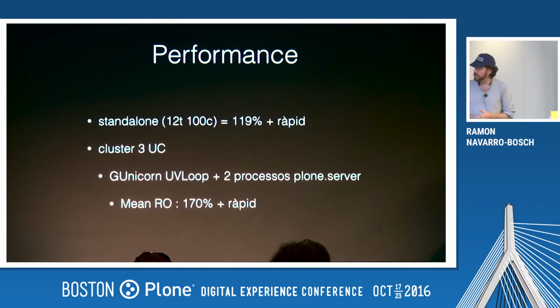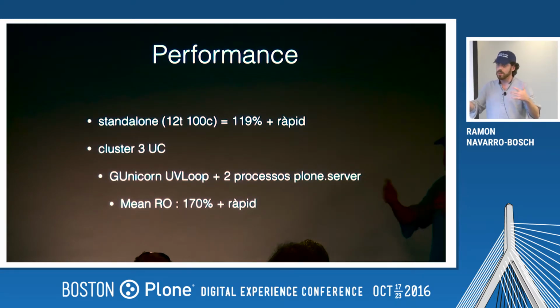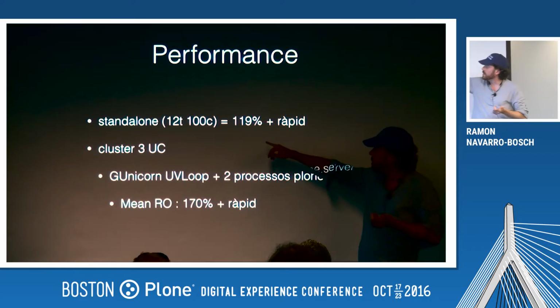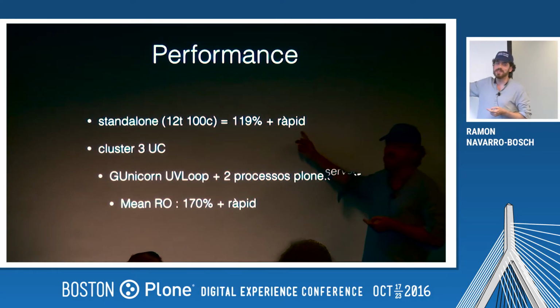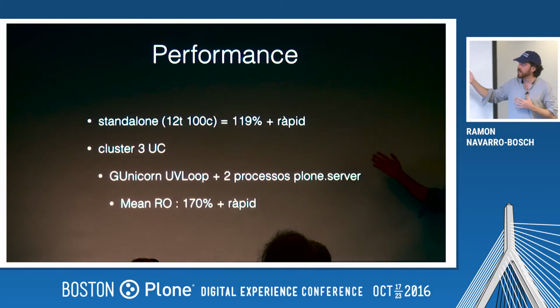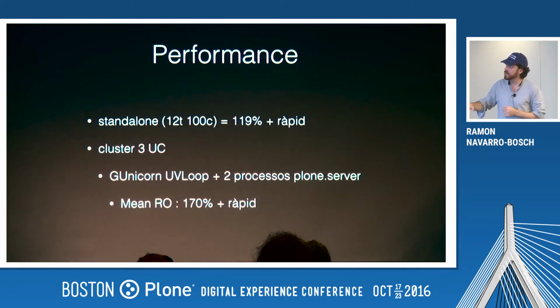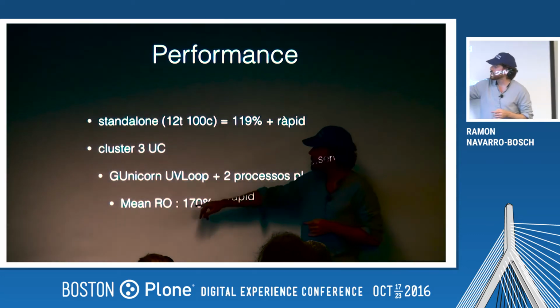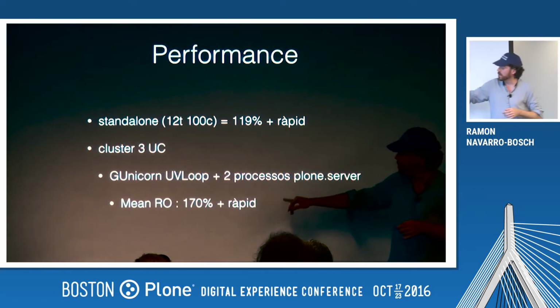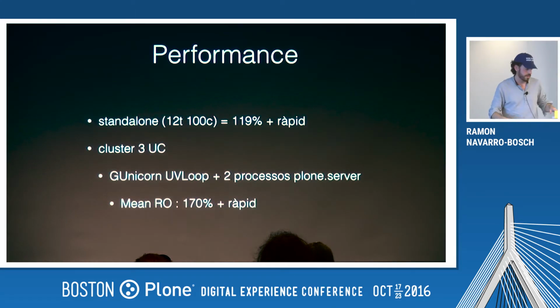Performance: I have a lot of graphics about that, so I'm going to go really fast. Just standalone on a laptop it gets 118, 19% more rapid, sorry, I wrote that in Catalan. It means fast. So with 12 threads and 100 connections at the same time, it gets this on medium testing. In a cluster of 3 computational units, with uvloop and 2 processes, we get in read-only operations 170% faster than CMF Plone right now, with the Plone REST API, of course. Comparing exactly the same operation with the same results.